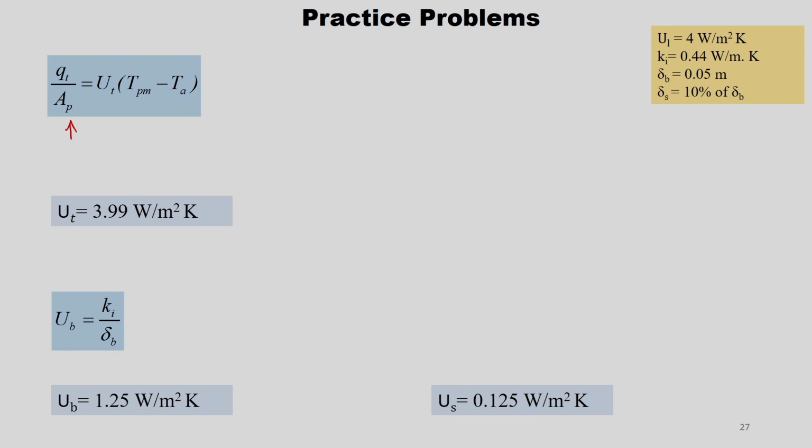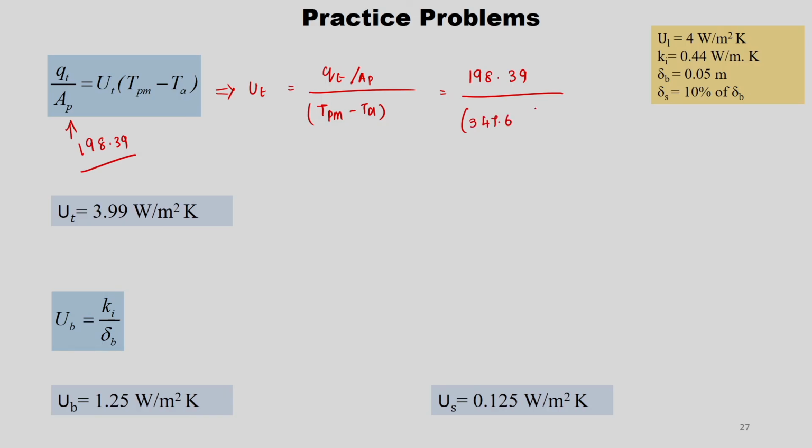After calculating Qt upon AP, which came out as 198.39, we are going to calculate UT, which is nothing but Qt upon AP divided by TPM minus TA. Qt upon AP is 198.39, TPM we calculated as 347.6, atmospheric temperature is 298 Kelvin. So, for this if you calculate, UT is coming around 3.99 watt per meter squared Kelvin.